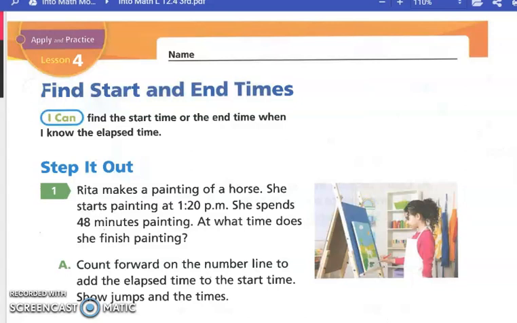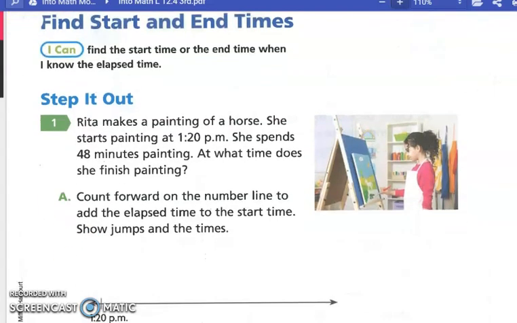Okay, today we're looking at find, start, and end times. It's kind of the same thing we did yesterday, but they're going to give you a start time, and then they're going to give you how long you were at something. Or they're going to give you an end time, and you're going to have to count back to when it started. So we'll be counting again by those 5 or 10 minute or 1 minute increments. Okay. I can find the start time or the end time when I know the elapsed time.